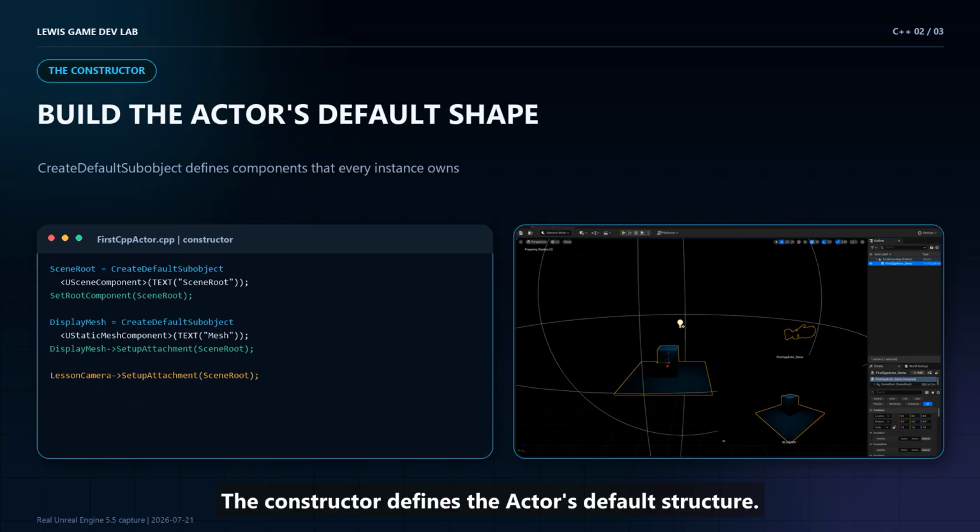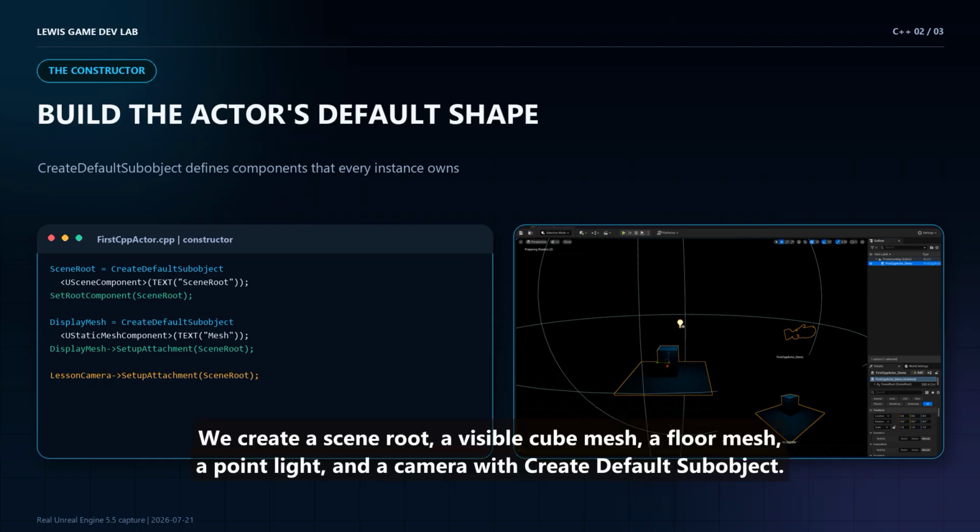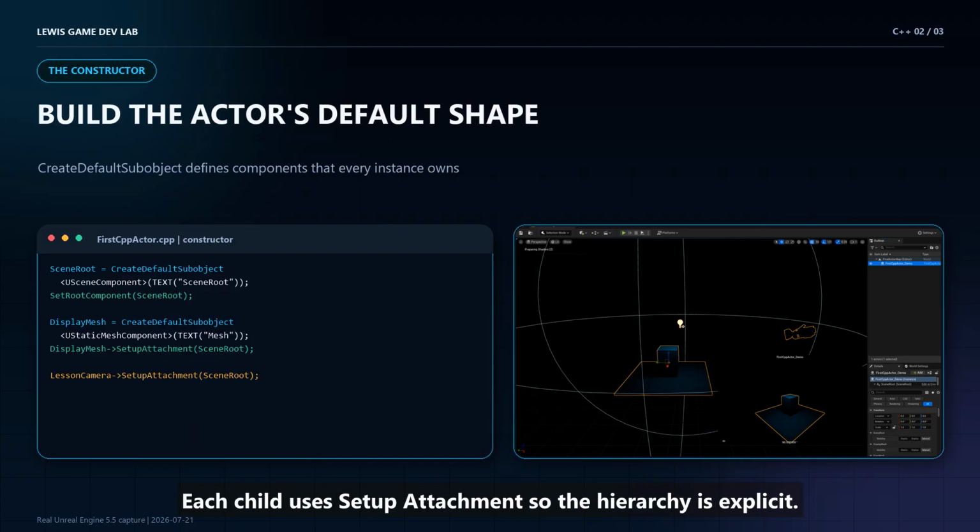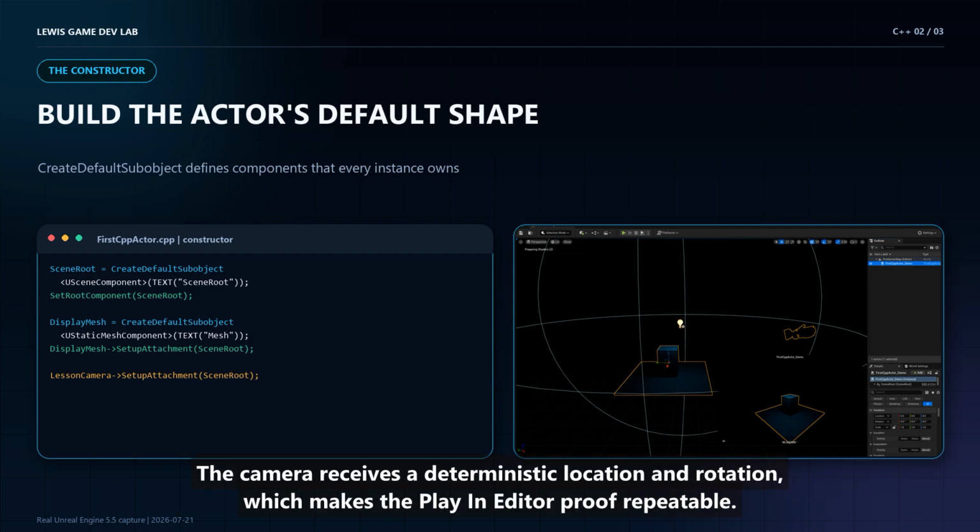The constructor defines the actor's default structure. We create a scene root, a visible cube mesh, a floor mesh, a point light, and a camera with CreateDefaultSubobject. Each child uses SetupAttachment, so the hierarchy is explicit. The camera receives a deterministic location and rotation, which makes the Play in Editor proof repeatable.